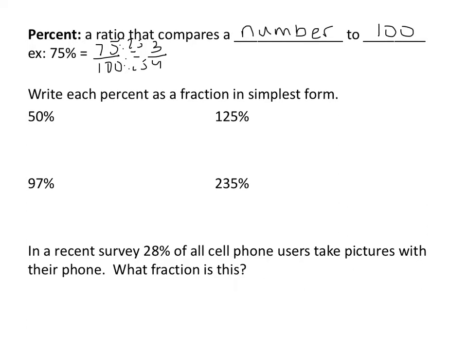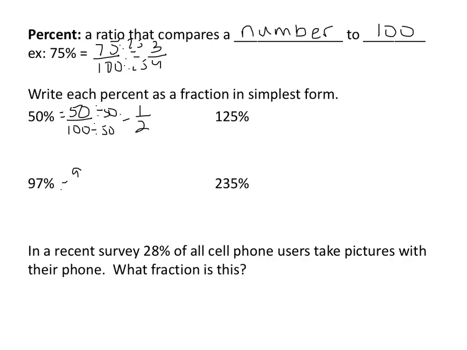So why don't you go ahead and pause the video and try all these and see how you do. So 50%, some of you are going to be able to just jump to the simplest form because you're going to know. But 50% really means 50 out of 100. 50 goes into both of these, so we're going to divide by 50. And we get 1 out of 2, or 1/2.